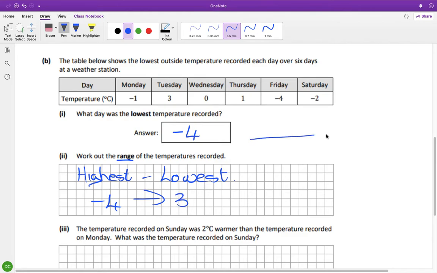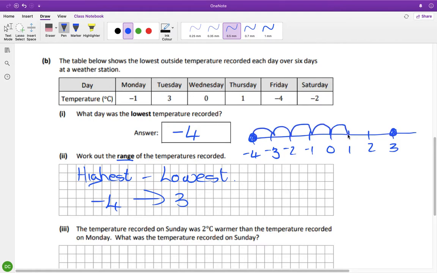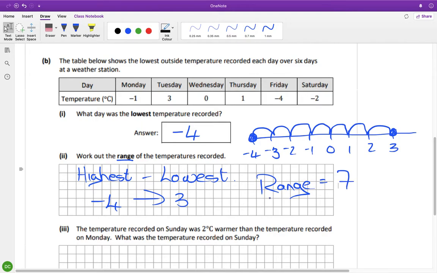Okay, so if I do add a little number line, here's my 0, 1, 2, 3, -1, -2, -3, -4. So we're going to start here and we're going to end here. So just count 1, 2, 3, 4, 5, 6, 7. The range is 7.